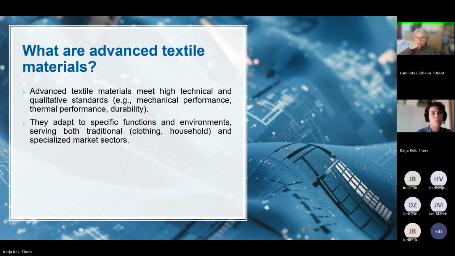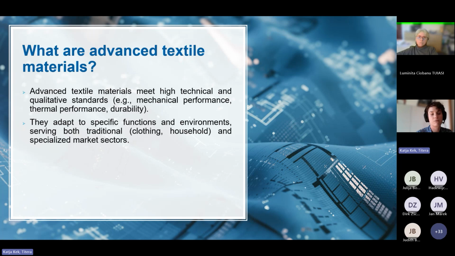So the question being, what exactly are those advanced textile materials? They usually meet very high technical and other regulatory standards. This can be mechanical or chemical or thermal performance. They adapt to specific functions, and they work in different environments, mainly very harsh ones.